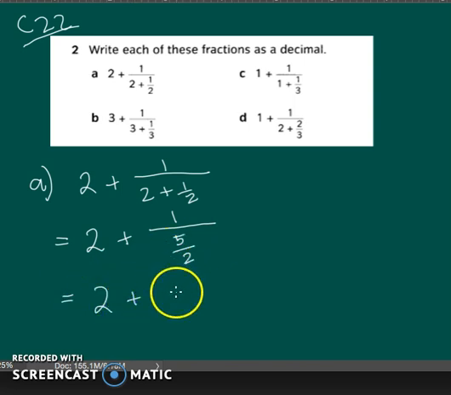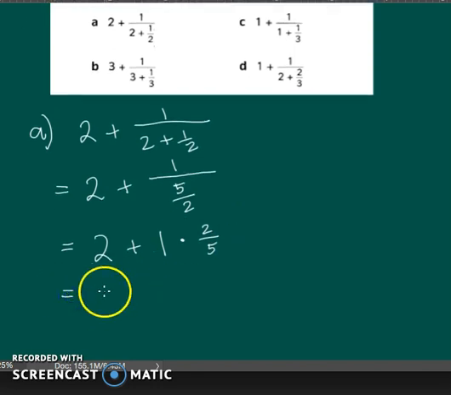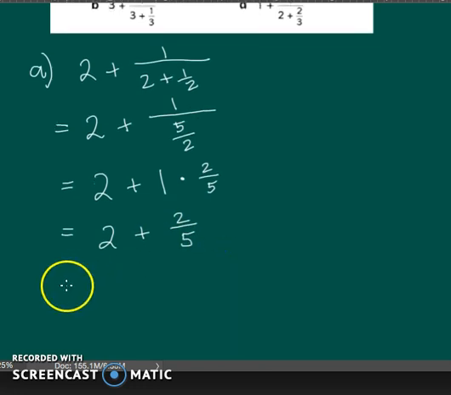Next, what is the equivalent of dividing by a fraction? We can also multiply by its reciprocal. So 1 divided by 5 over 2 is the same thing as 1 times 2 over 5. And we can rewrite this as 2 plus 2 over 5. So 2 is a whole number, an integer, so let's just work on the 2 over 5 part.